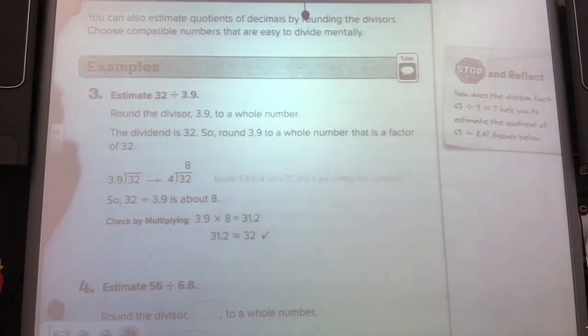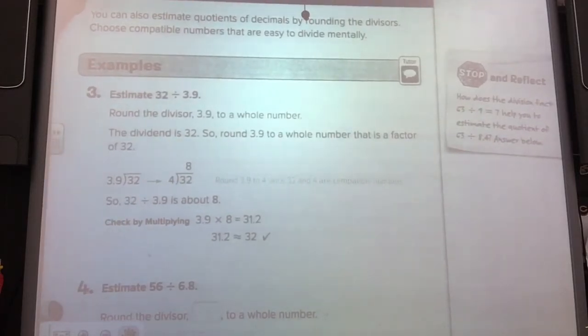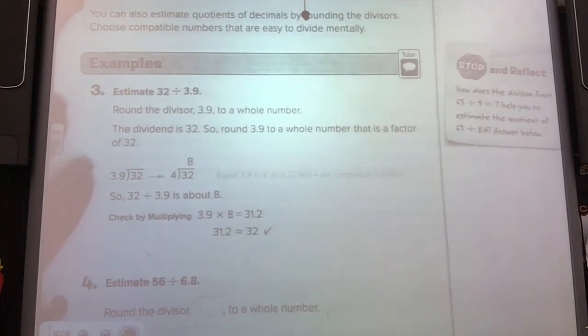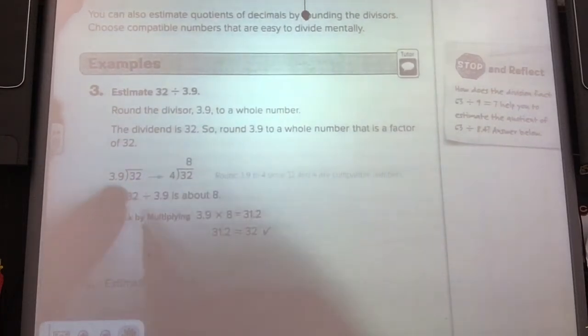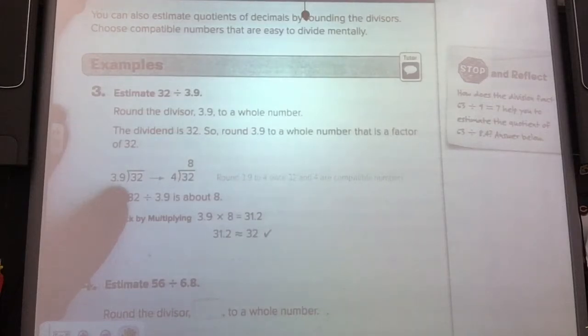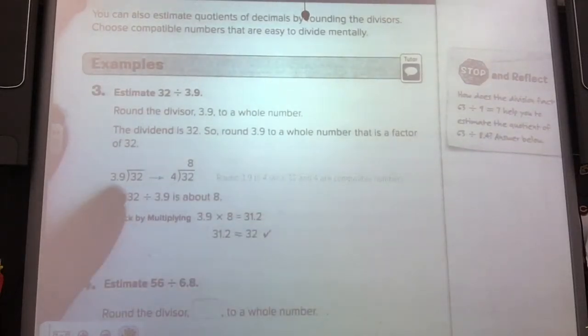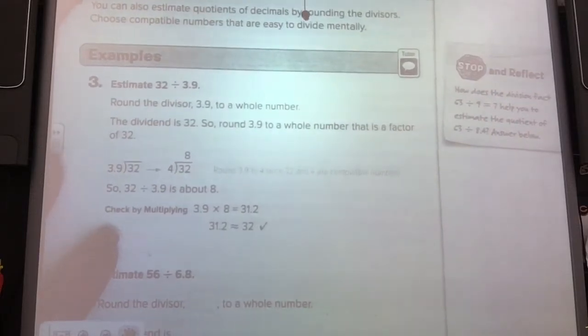The dividend is 32. So round 3.9 to a whole number that is a factor of 32. What number could go into 32 that is close to 3.9? And they said 4. And 4 goes into 32 8 times. So it's about 8.